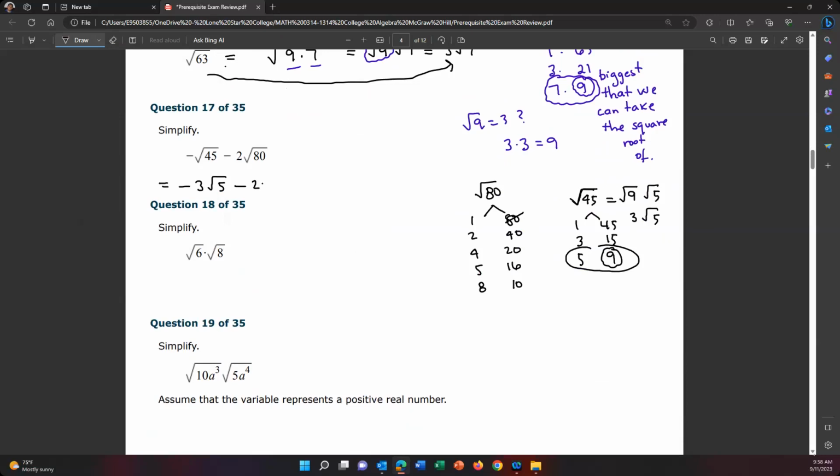And 40, let's see. I don't think so. 6 squared is 36, and 7 squared is 49. Not going to work out. 20, not going to work out. But 16, can we take the square root of 16?